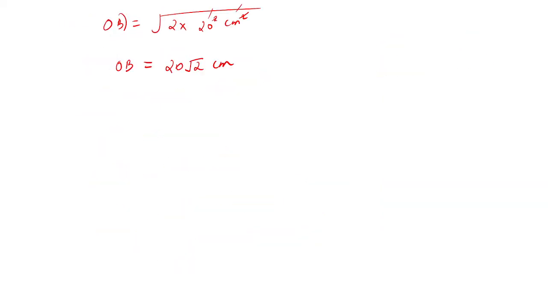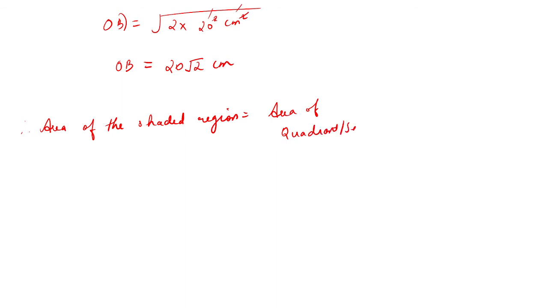Clear? Therefore, the area of the shaded region is going to be equal to the area of the quadrant, or sector, minus the area of a square. Clear? So the area of a quadrant or area of a sector formula is theta by 360 into pi r square. Please remember this formula. Area of a square is actually side square.